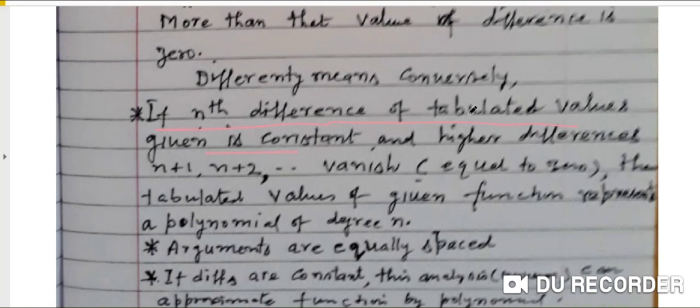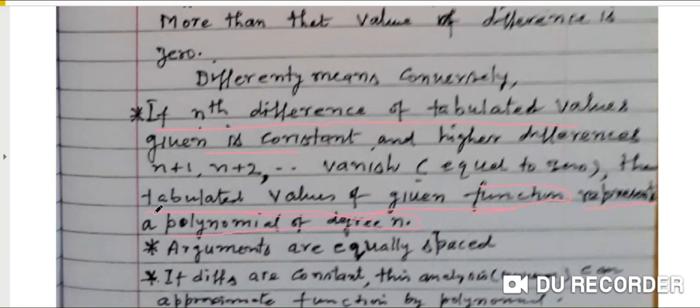Then what does it mean? This means that the tabulated values of the given function, without a function we cannot have tabulated values, but we are not told what function we are going to handle. Only tabulated values are given. So this function is hidden, you can say. This tabulated value is represented by a polynomial of degree n.